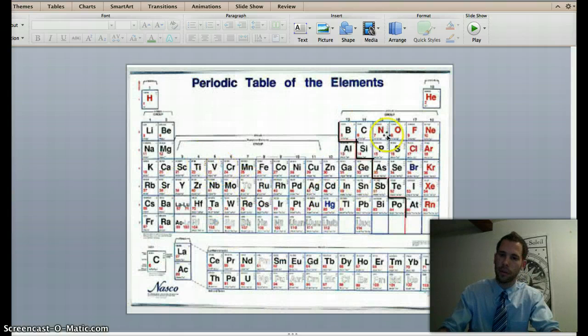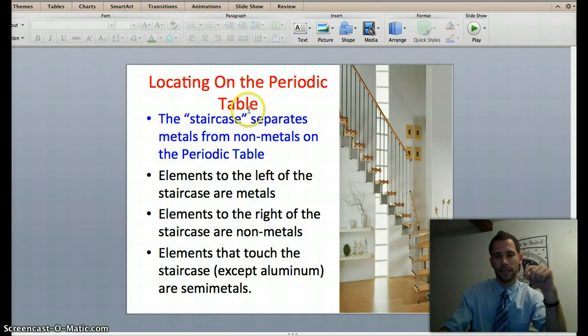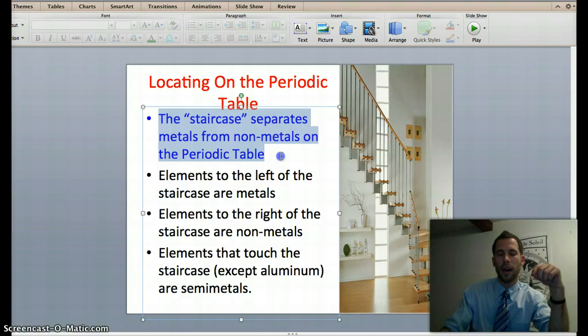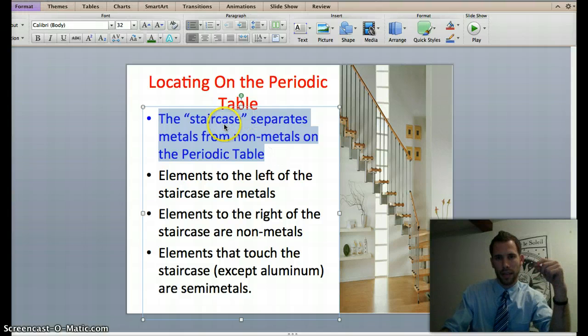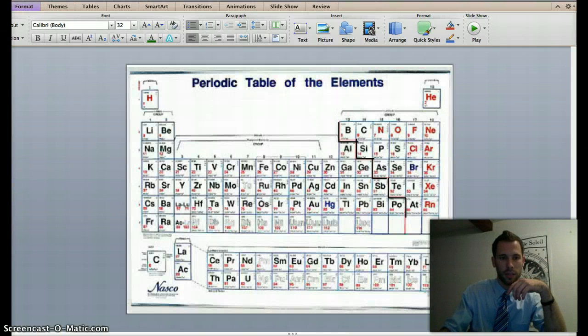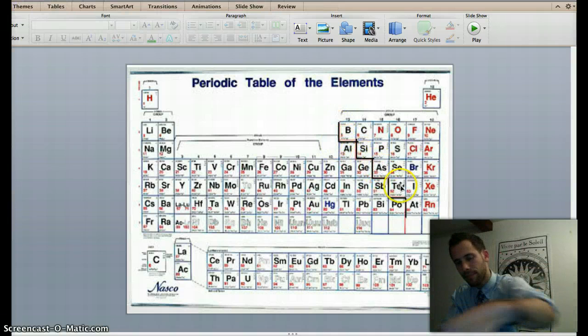So if we look on our periodic table, we can find actually where all of the metals, nonmetals, and semimetals are. And the way to do that is by conducting a study on the periodic table. You'll notice that on every periodic table there's something called a staircase. And the staircase looks just like this thing right here. You can walk right down it.